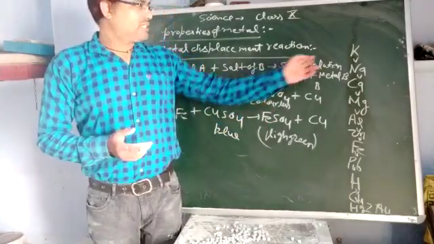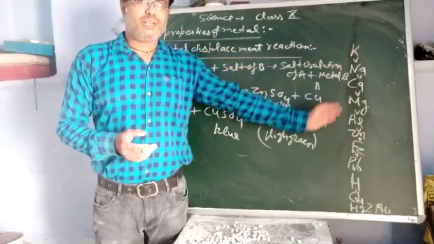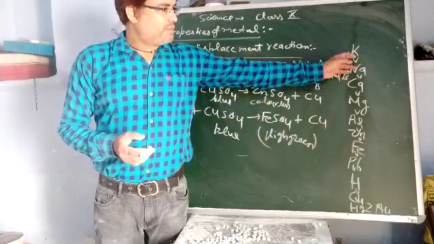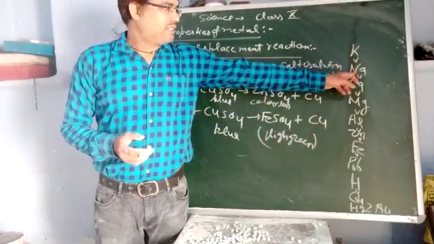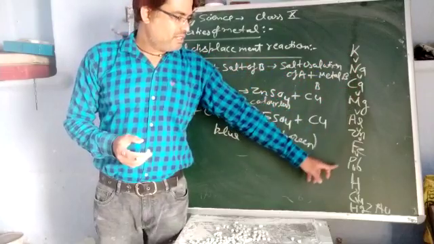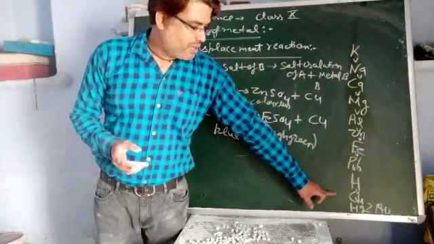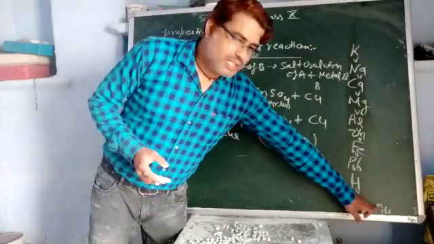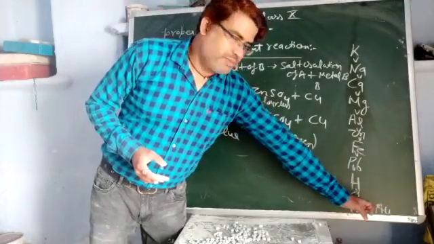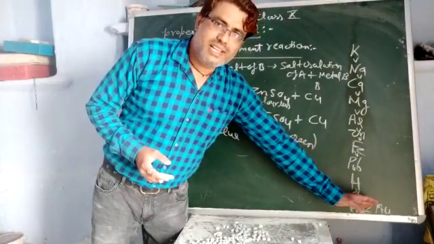I have just given an example of the series. You can see that potassium is highly reactive. After that there is sodium, then calcium, then magnesium, then aluminium, zinc, iron, lead, hydrogen, copper, mercury, and aurum, that is gold. So you can observe copper, mercury, and aurum. These are the least reactive.